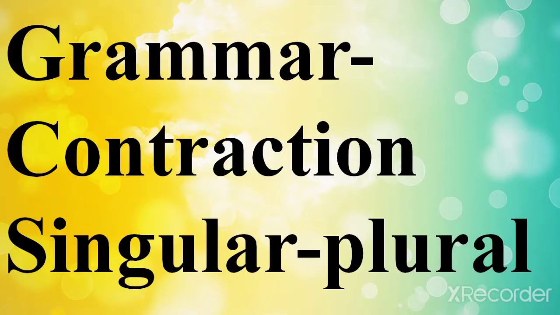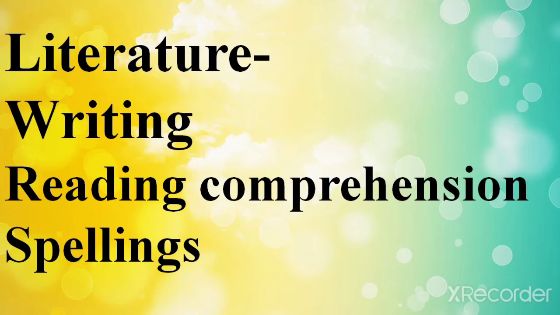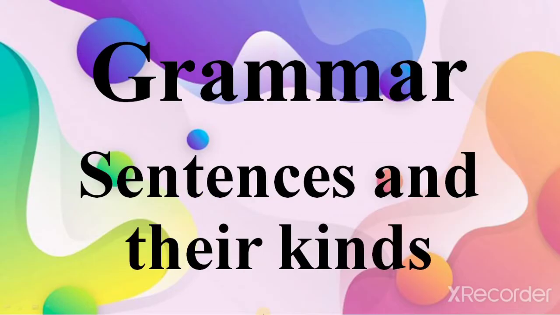We talked about contraction, singular plural in grammar. In literature, we have done writing, reading comprehension, spelling. In today's video, we are going to know about sentences and their kinds in grammar. Without sentences, we can't read and write because if we only speak in words, we are unable to understand its complete meaning. To know more about it, let's come to the topic sentences.